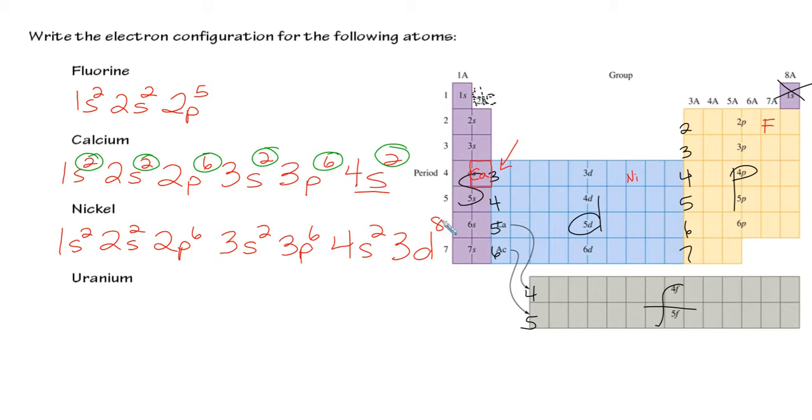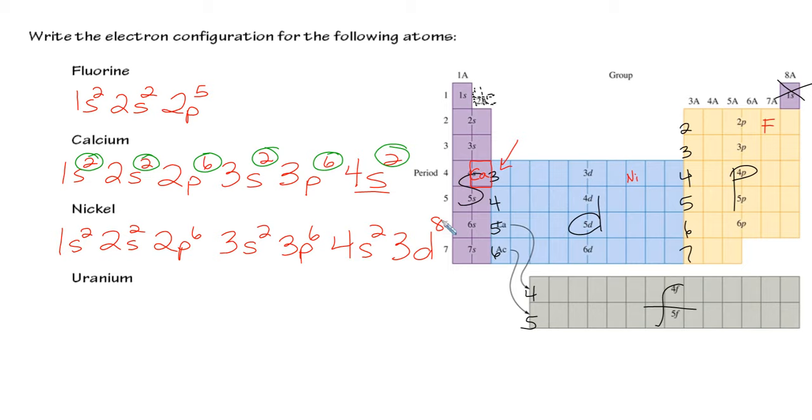If I'm doing bonding or chemical reactions, these inner electrons, which we call core electrons, really don't have anything to do with bonding. It's the outermost electrons that I'm most concerned with. The valence electrons give a lot of the properties to a particular element.